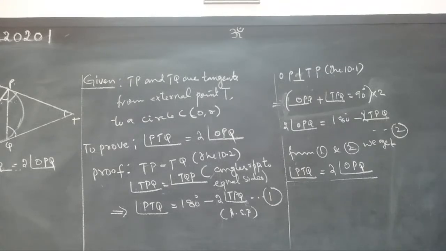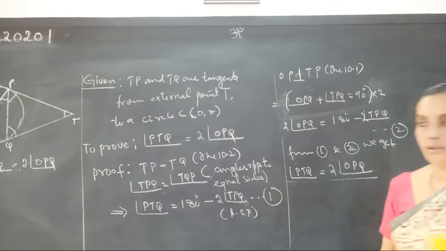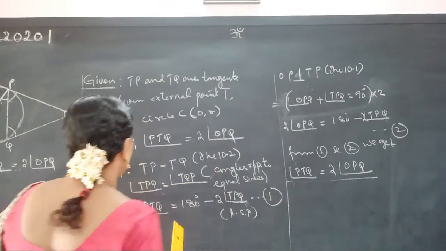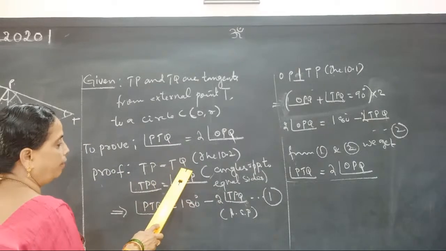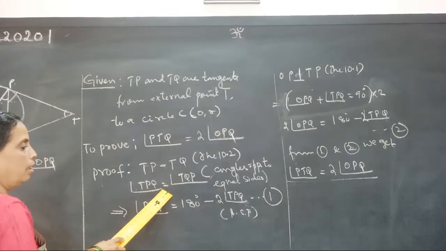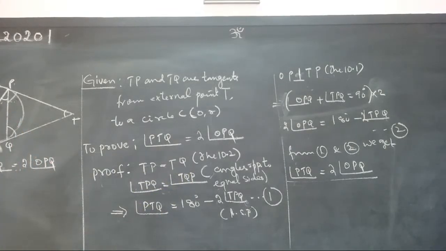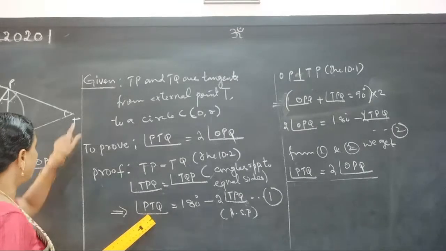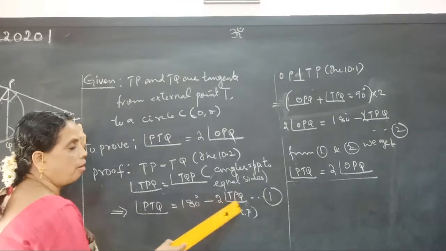Clear? In the first step, we have taken that they are a pair of tangents. When they are a pair of tangents, their base angles are equal. Then applying the angle sum property, one of the angles at this point is 180 minus 2 of this.